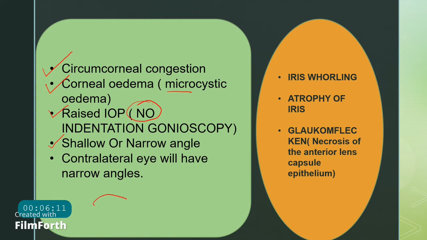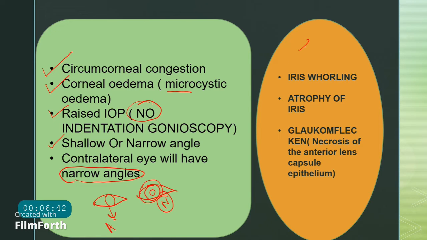Another feature is that the other eye will also show changes. Suppose this is the eye which presents with acute angle closure, and this is the other normal eye. When you do gonioscopy on the other eye, you will see that there is narrowing of the angle in the other eye as well. So whenever a patient comes to you with acute angle closure glaucoma in one eye, it is always advisable that you do a gonioscopy in the other eye to look for clues as to whether this eye also might be having narrow angles.